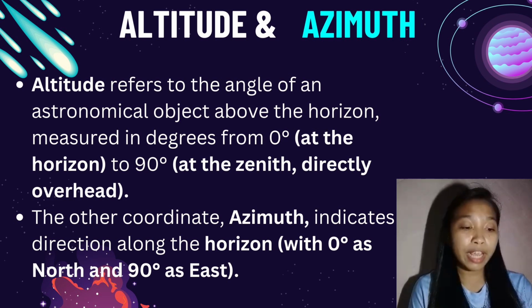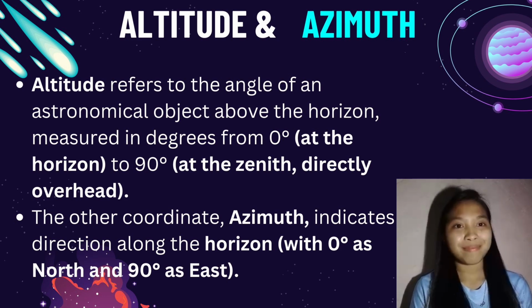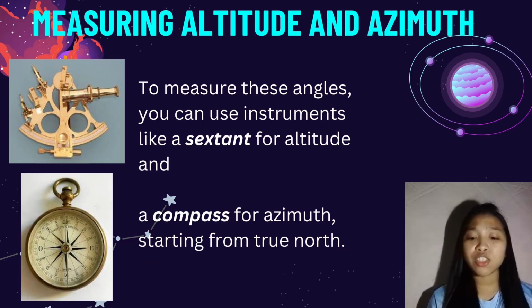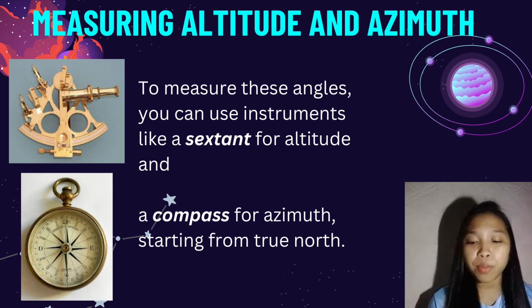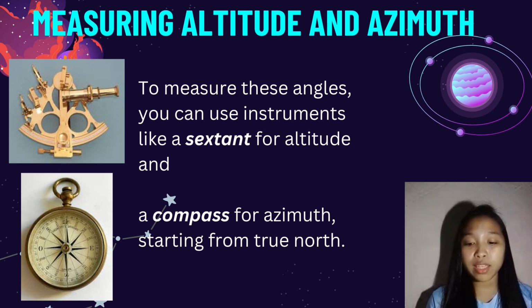And the other coordinate is the azimuth. It indicates direction along the horizon with 0 degrees as north and 90 degrees as east. Measuring altitude and azimuth in astronomy is essential for locating celestial objects in the sky.